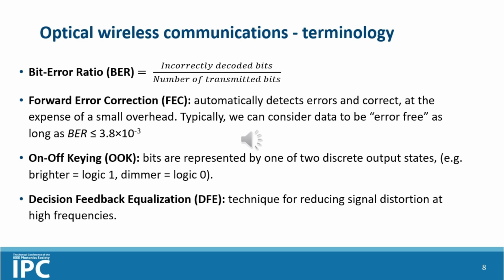Then there's on-off keying, which is a method of encoding the information in one of two transmitted discrete output states from the LED. Essentially, if the LED's output is brighter, then it's a logic 1. If it's dimmer, then it's a logic 0. And finally, we also used something called decision feedback equalization. I won't have time to go into detail in this presentation, but essentially this is a technique for reducing signal distortion that occurs at higher frequencies.